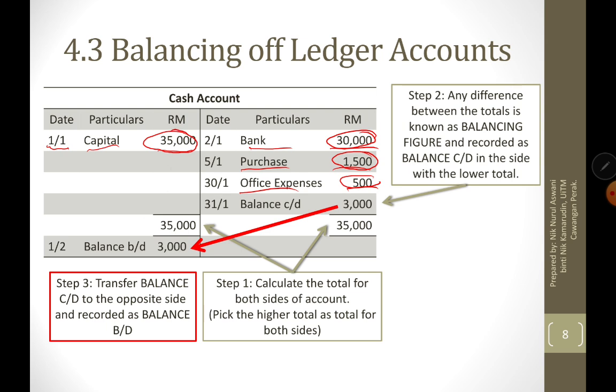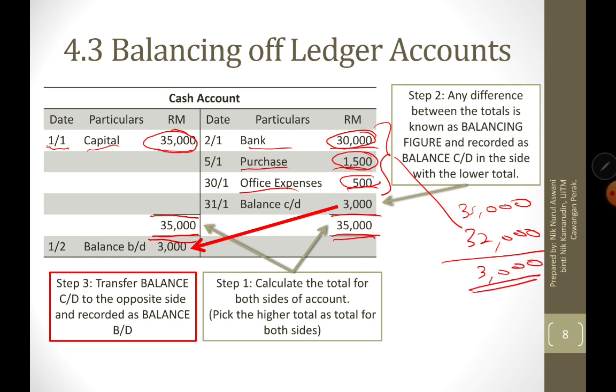Clearly we can see here, we total up to see which one is higher. In this case, the debit side is 35,000, while here only 32,000. Clearly the debit side is higher than the credit side. What we do to close off the account, we will balance it off. We put 35,000 on the credit side, and then the balance: 35,000 minus 32,000 is 3,000.